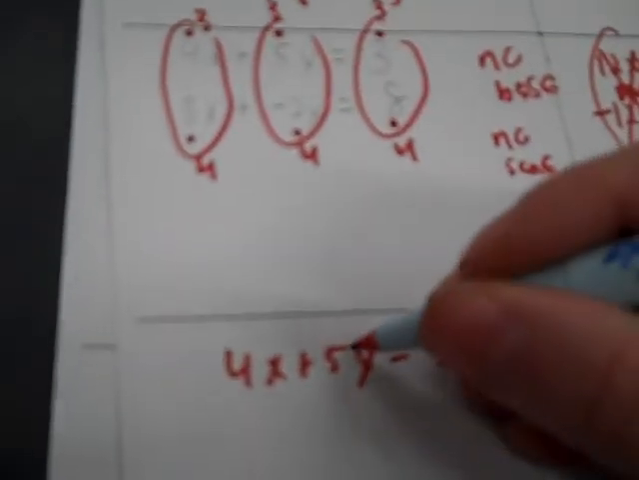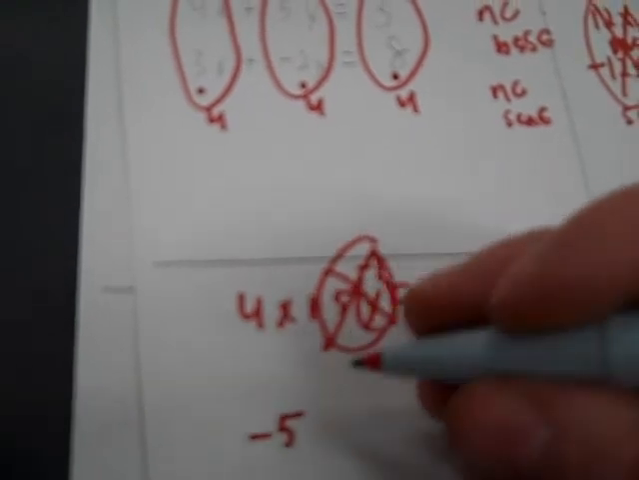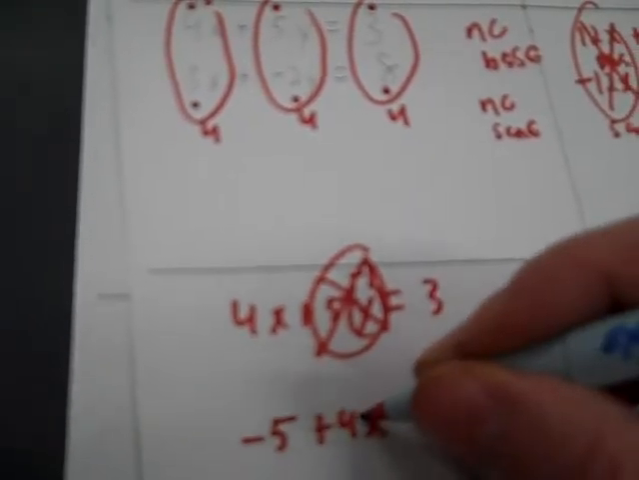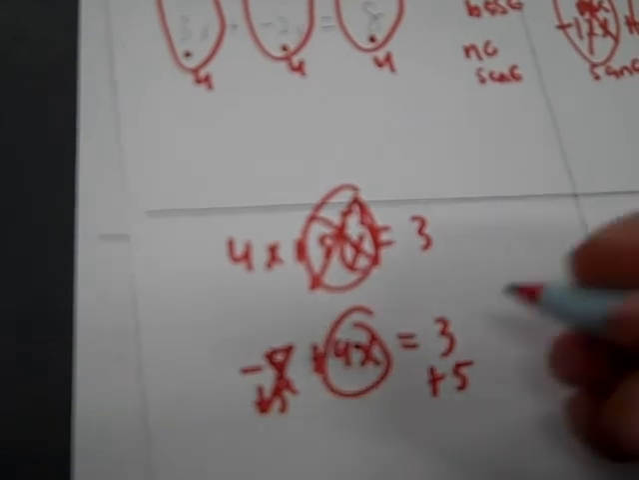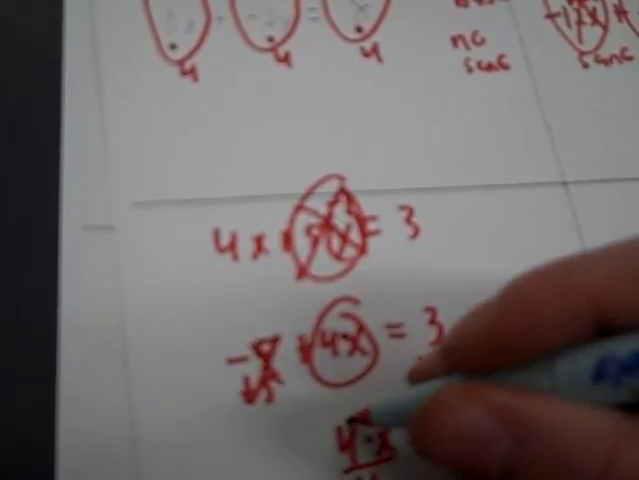So negative 1. And now I'm going to put negative 1 where the y is at. So negative 1 times 5 is negative 5. And then plus 4x equals 3. So I dot my 4, circle it. Negative 5, I'd plus 5. 3 plus 5 is 8. So 4 times x equals 8. And then I divide by 4 on both sides. And 8 divided by 4 is 2. So x is 2.